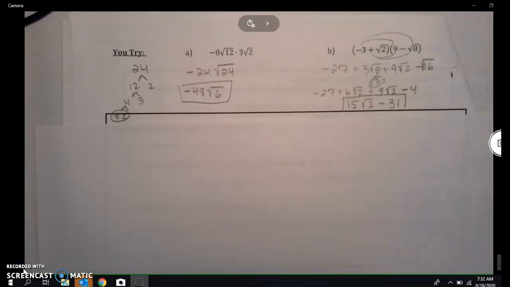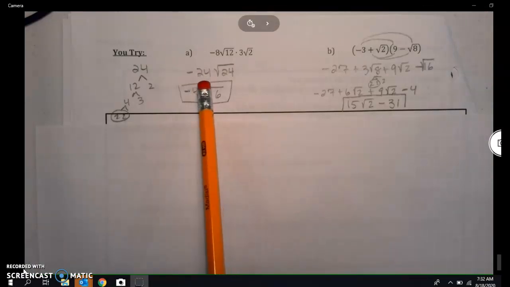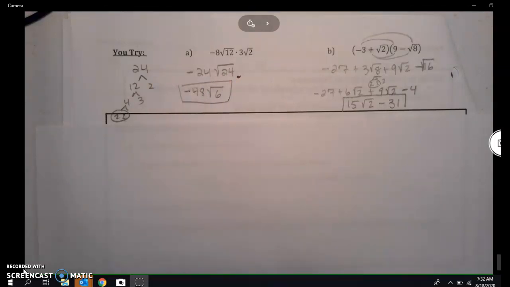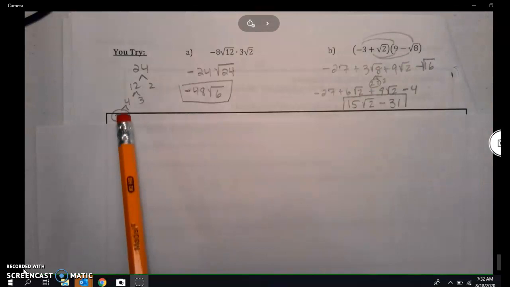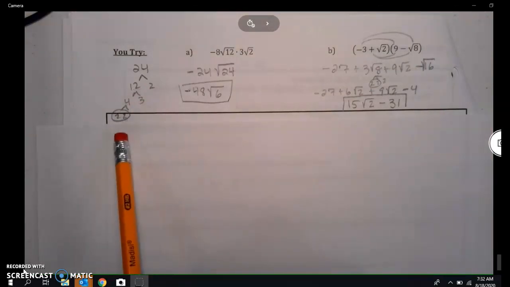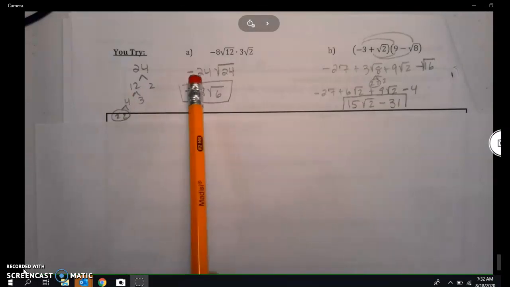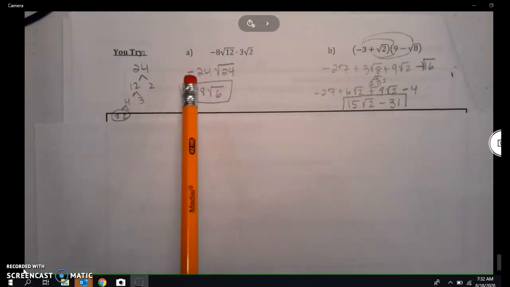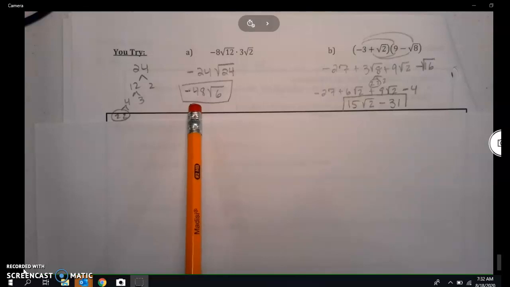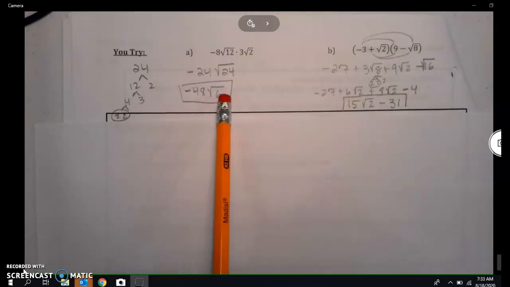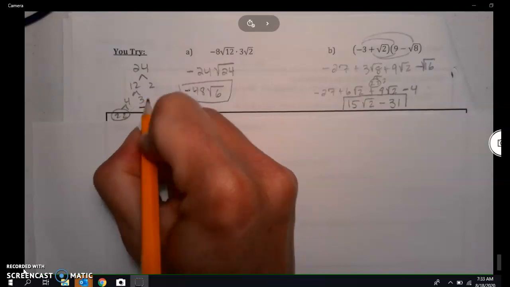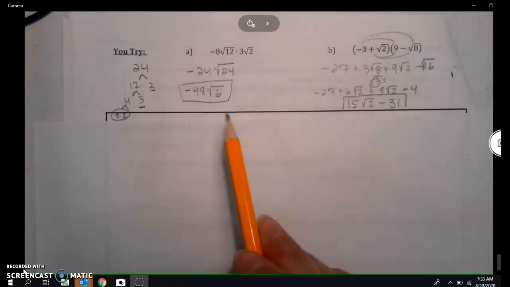Right, here are the answers for examples A and B on page 9. You'll notice that this one started off as negative 24 rad 24. However, the 24 had to break down, so the 24 broke down into 12 and 2, which kept going. The 2 is the only twin, so the 2 comes out, multiplies by the coefficient negative 24, and becomes a negative 48. And what's left under the radical is a 6, because 3 and 2 are left under to be 6.